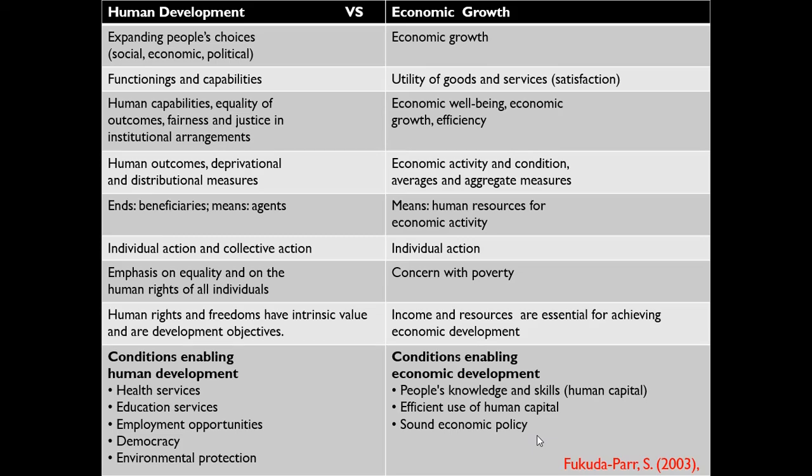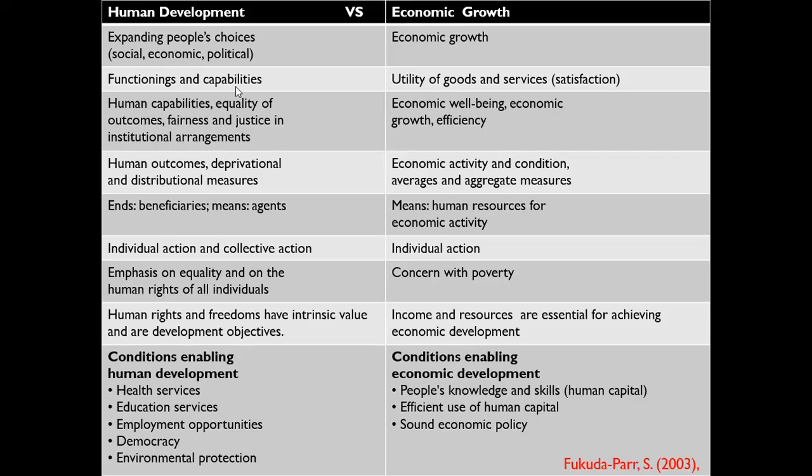So here you have, for instance, Fukuda par 2 and 3 giving this dissection of economic growth versus human development, and therefore showing us how economic growth can sometimes be limited relative to other aspects of human development. For instance, you will see that economic growth just looks at the utility of goods and services, and therefore satisfaction in that case. But human development looks at functionings and capabilities, anything that a person can do or be in life.